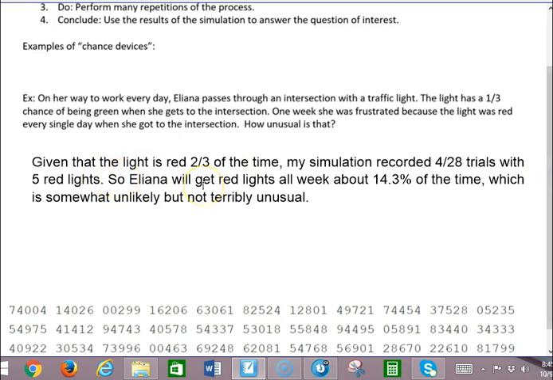Basically, here's the conclusion. Given that the light is red 2/3 of the time, so we do have a given here, my simulation recorded 4 out of 28 trials with 5 red lights, so Eliana will get red lights all week about 14.3% of the time, which is somewhat unlikely, but not terribly unusual. So there would be the conclusion that we could draw from this simulation.